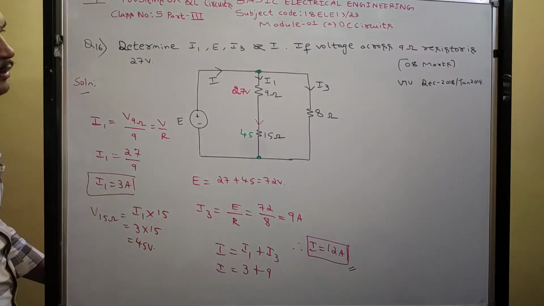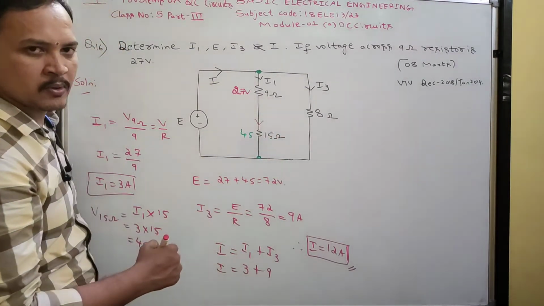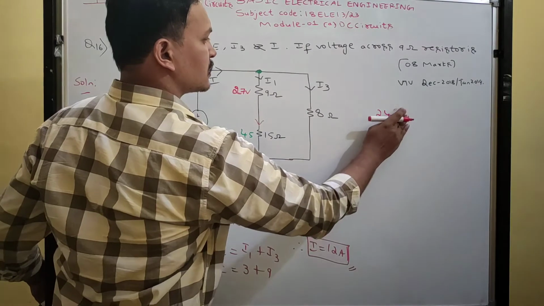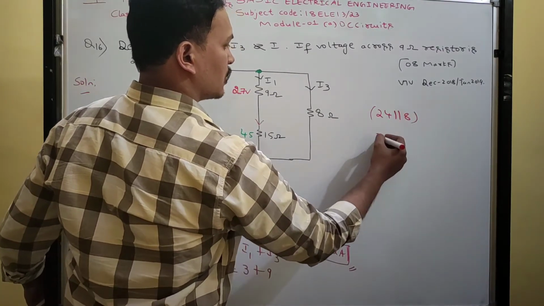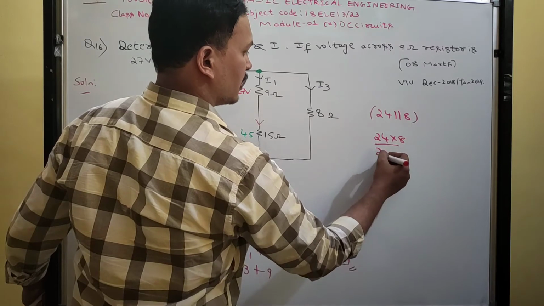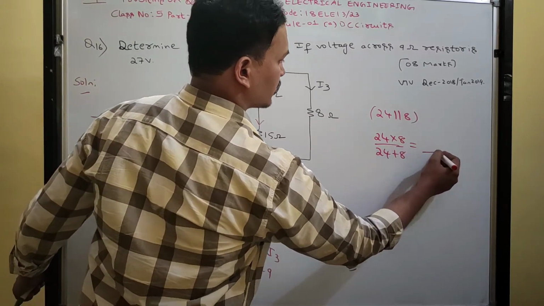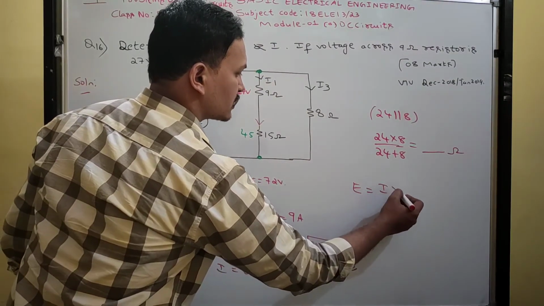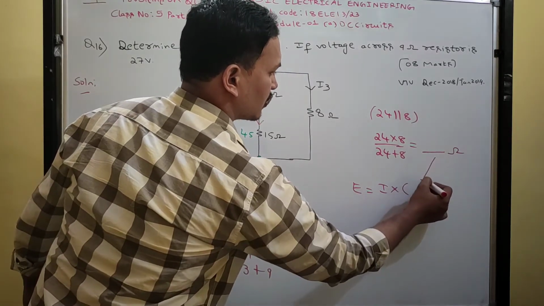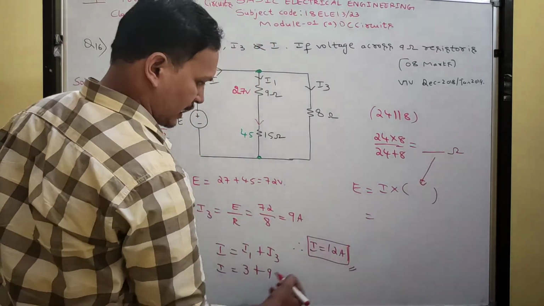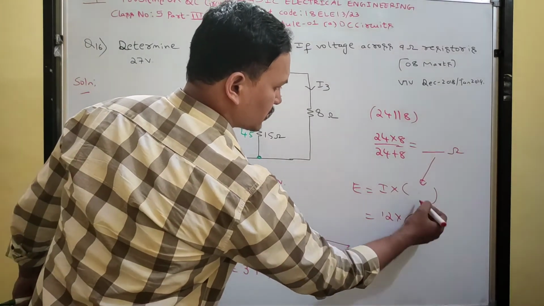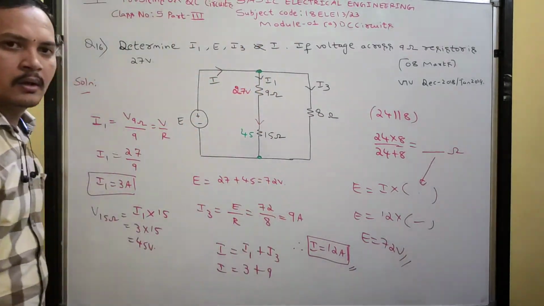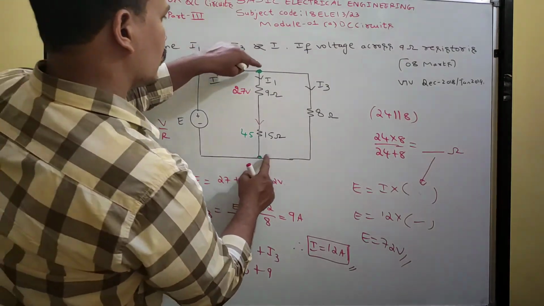So if you want, you can do the verification. 15 plus 9, how much? 24 ohms is in parallel with the 8 ohm resistance. So 24 into 8 divided by 24 plus 8. You do this, you will get some resistance value. Now the supply voltage is equal to the supply current into this resistance value. The supply current we already calculated as 12 ampere. Into this resistance, then you will get the E value 72 volts.